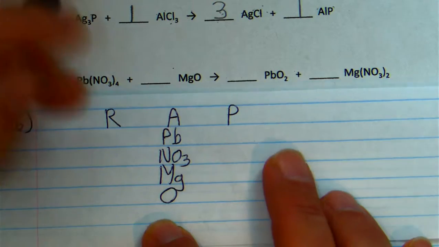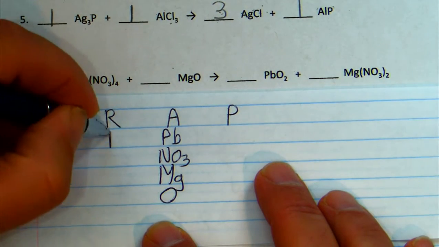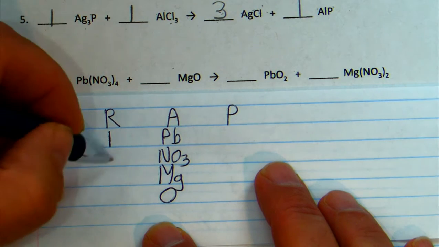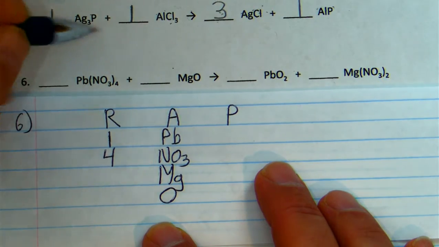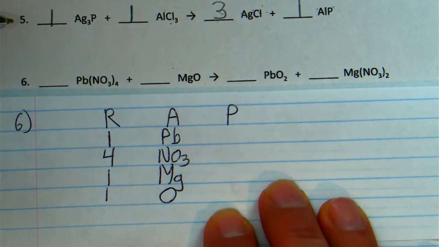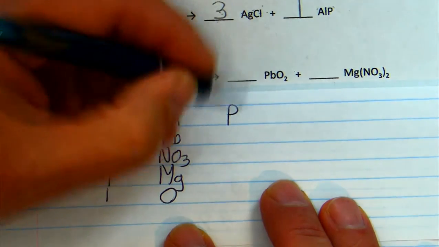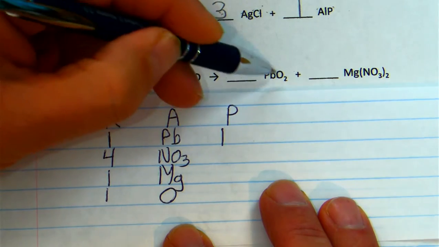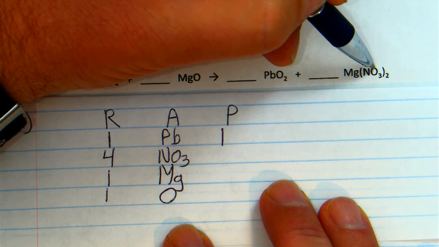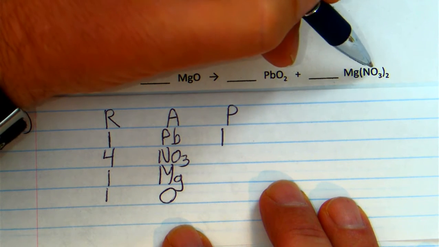Mg, magnesium, O for oxygen. All right, now let's tally them up. On the left, on the reactant side, I see I have 1 lead atom. I have 4 nitrate polyatomic ions. I have 1 magnesium atom and 1 oxygen atom. On the product side, I see I have 1 lead atom, 2 oxygen atoms, because I'm not going to count the oxygens in the polyatomic ion. I'm only going to count the polyatomic ion as a group.